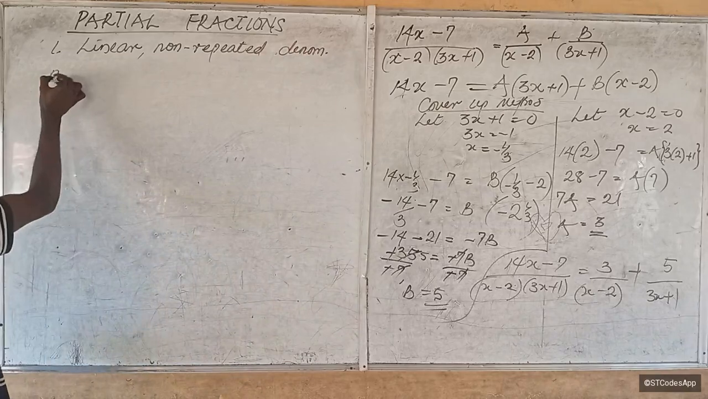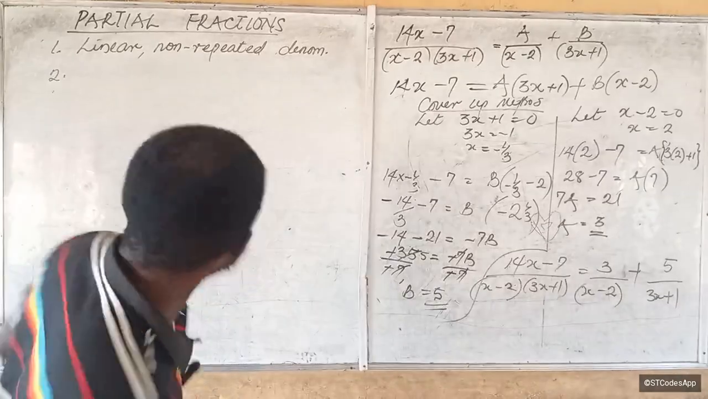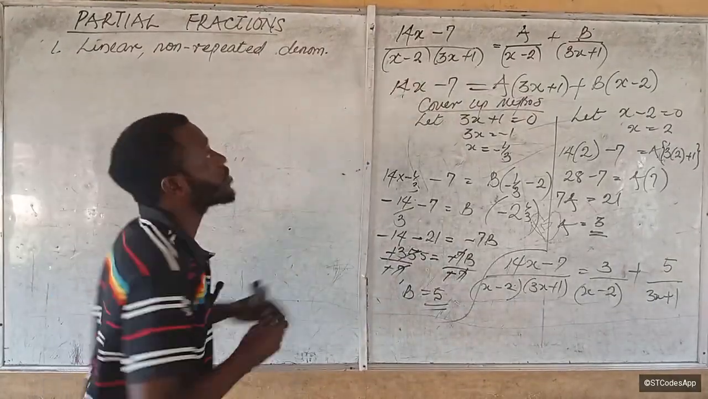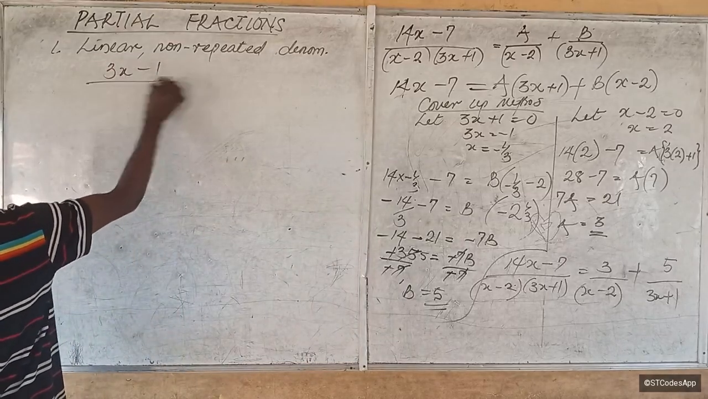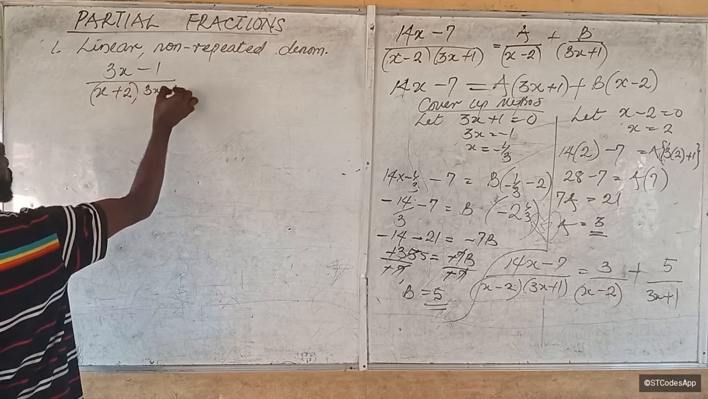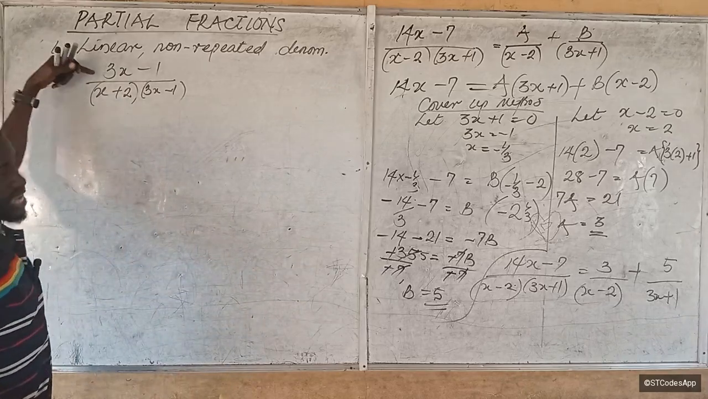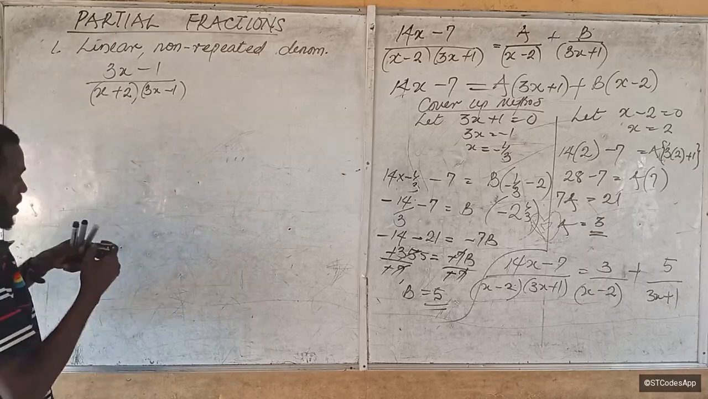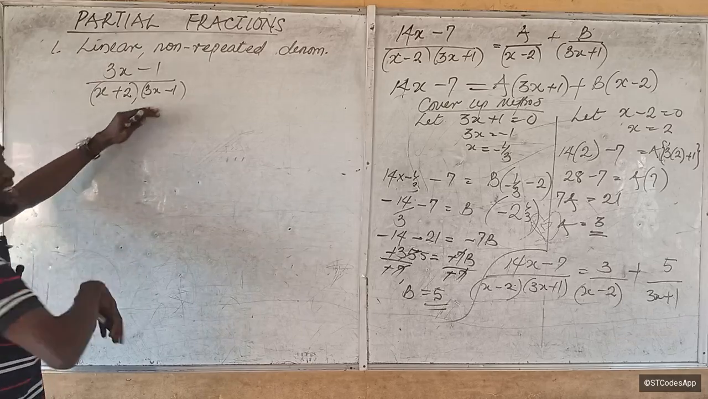Then we have another type. Now, what is a linear non-repeated denominator? It is this example we have here. So example, we could have 3x squared minus 1, 3x minus 1 over x plus 2 and 3x minus 1. So look at this. The power on top and the power under are different. How? The power under is quadratic, the power on top is linear.